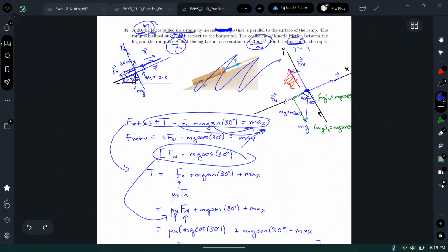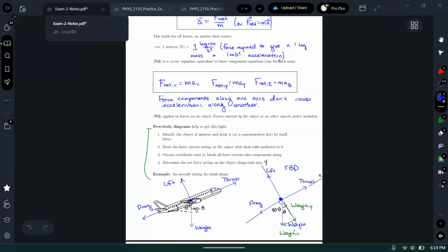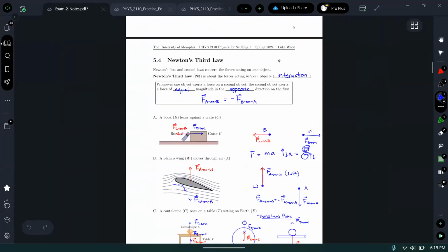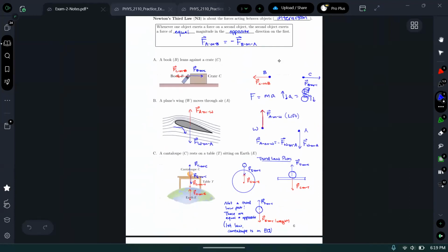Okay, let me see where we were in the notes. So free body diagrams, we've seen a lot of examples, so I'll breeze past that a little bit.